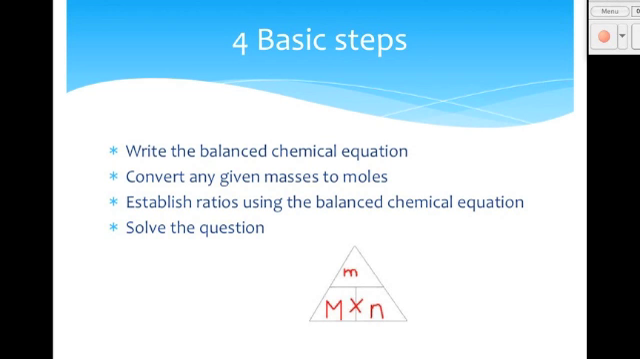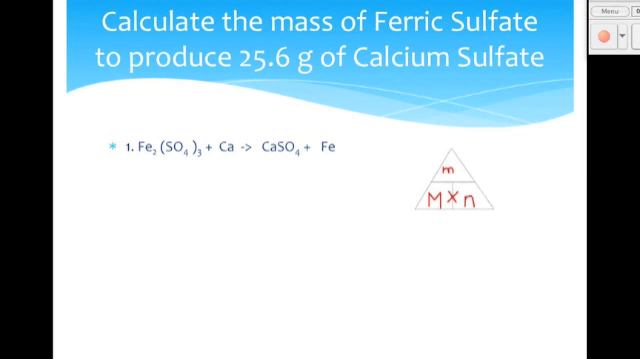As you can see at the bottom there is a triangle, which is the molar mass triangle, which you will have to use to convert any masses to moles and basically to solve the question by finding a mass. And here's a sample question. Calculate the mass of ferric sulfate to produce 25.6 grams of calcium sulfate.